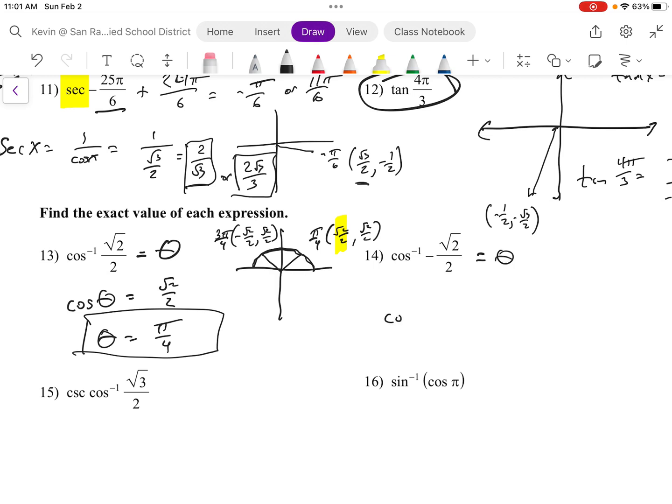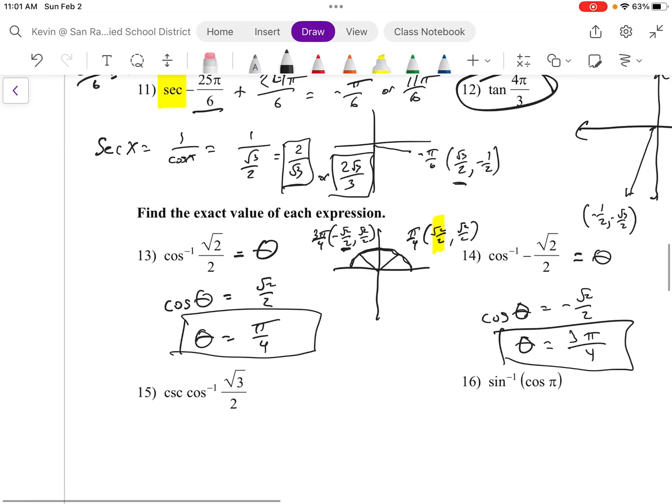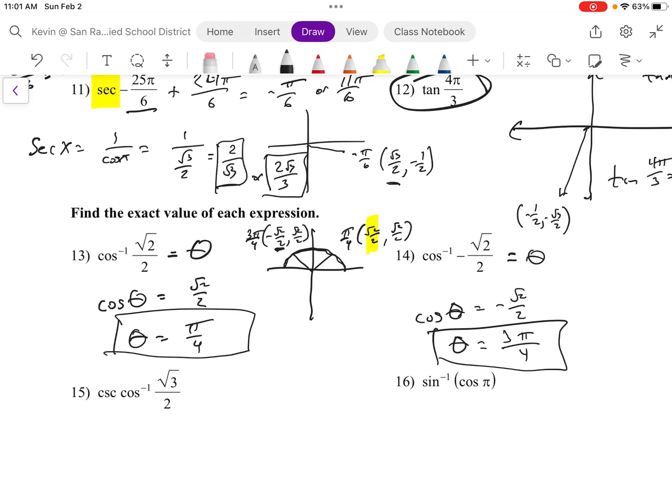This is kind of the same idea here. This is the same sort of problem. So equals theta. So cosine theta equals negative root 2 over 2. And again, it has to be first or second quadrant. In this case, it is at negative root 2 over 2. So theta equals 3 pi over 4.